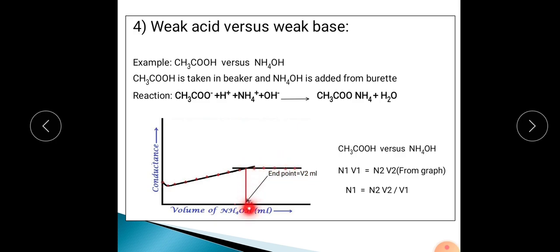The point of intersection of these two lines gives the end point. In this way, by plotting graphs of conductance versus volume of burette solution added, we can determine the end point. From the end point, we can do calculations to find the normality of either the acid or the base, which can be used to find the strength by multiplying the normality with the equivalent weight. This is about neutralization titration using conductometry.